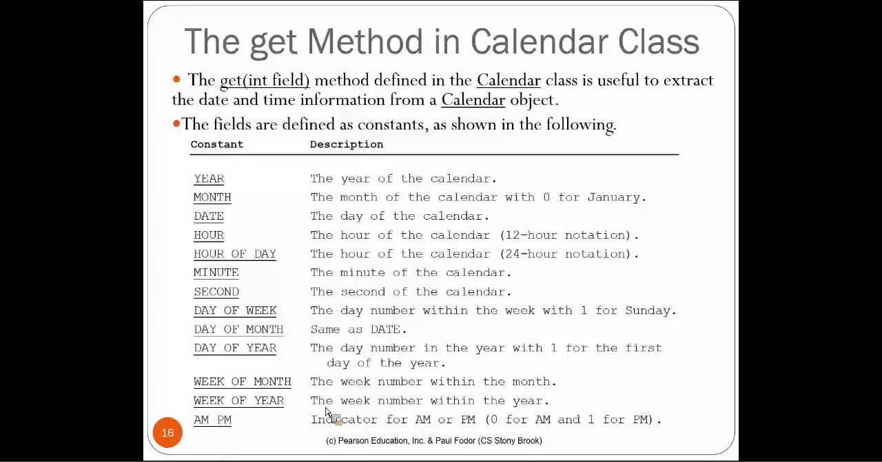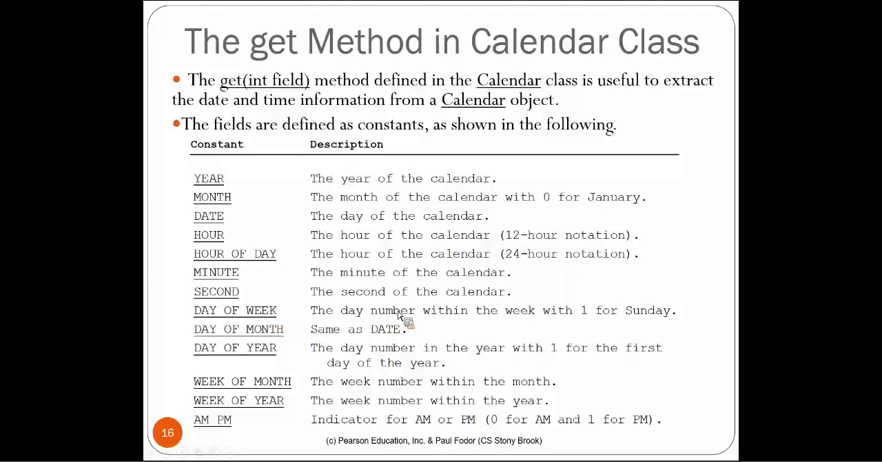So again, the fields can have values from the following constants defined in the Calendar class. YEAR stands for the field for the year of the calendar. MONTH stands for the month of the calendar, starting with 0 for January. DATE stands for the day of the month. HOUR stands for the hour of the calendar in the 12-hour notation. HOUR_OF_DAY stands for the same hour of the calendar, but in 24-hour notation, so they use 23 for 11 p.m. MINUTE stands for the minute of the calendar. SECOND stands for the second in the current minute.